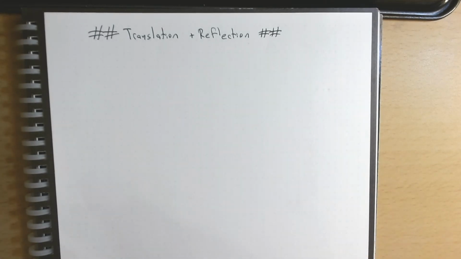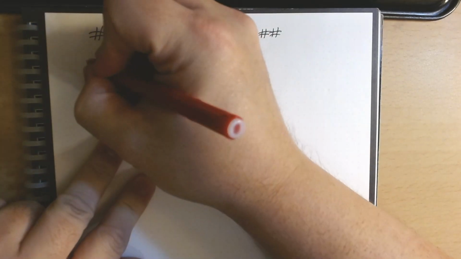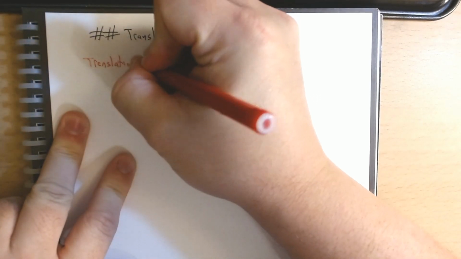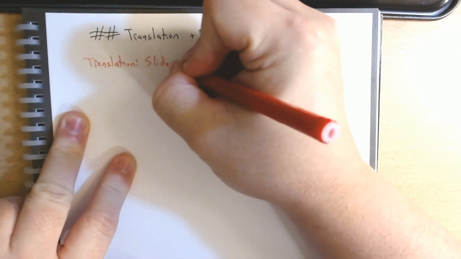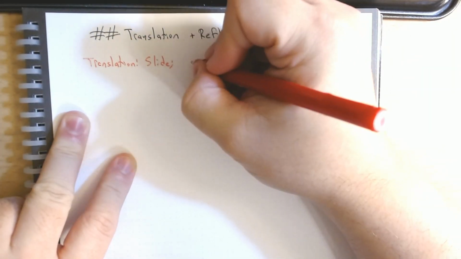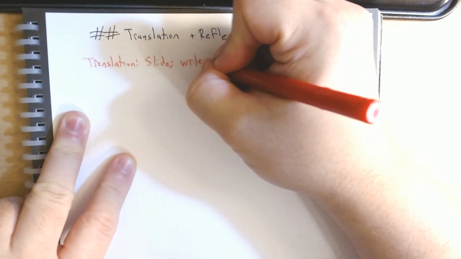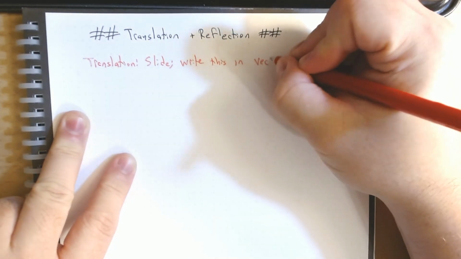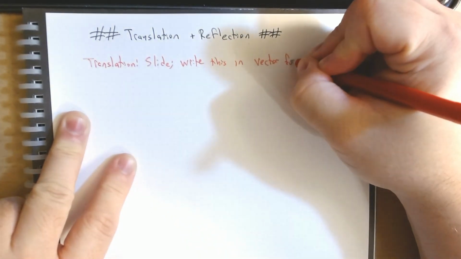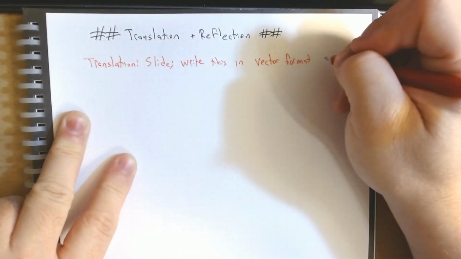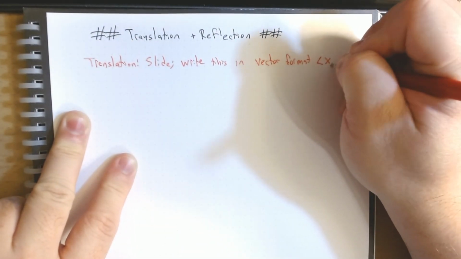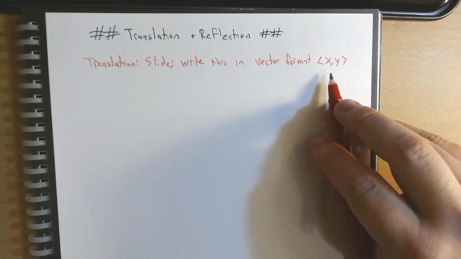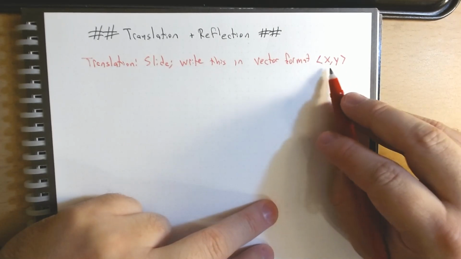So, when we're talking about translation, there's a certain way that's going to be written. It's a slide. We're going to write this in what's called vector format. Basically, whenever we do a translation, it's going to be moved by what's called vector format, which is denoted by these brackets and X and Y.